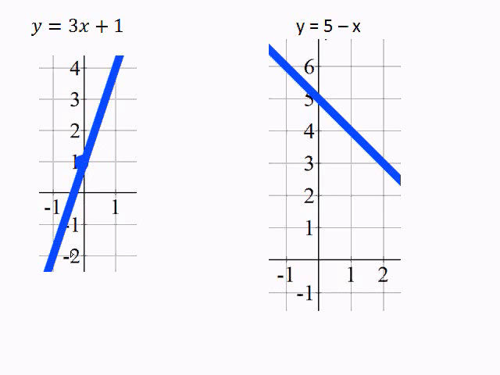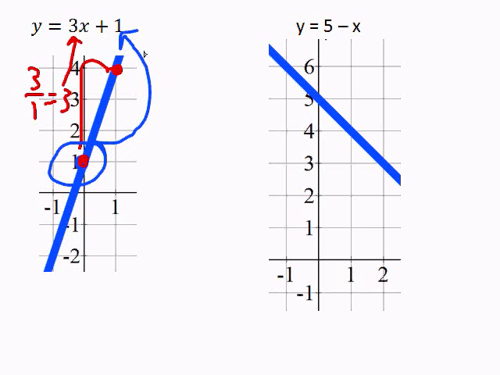For the first example, you might have found a slope of 1, 2, 3 over 1, which is the same thing as 3, and notice that again shows up in our equation. You might have also noticed that it crosses the y-axis at a +1, which shows up right there. This next equation looks a little different. Notice the x did not come first. So let's see if that shows up in our graph anywhere in the same way.